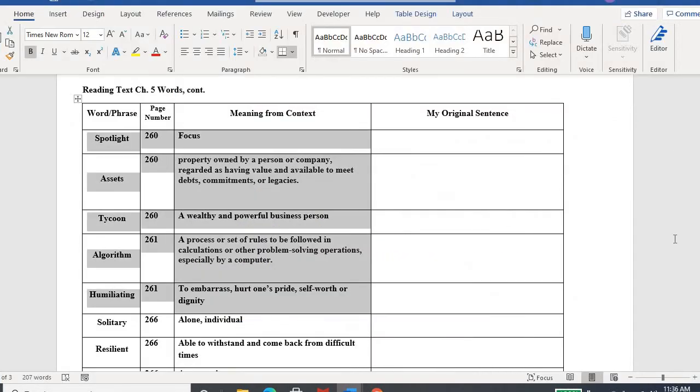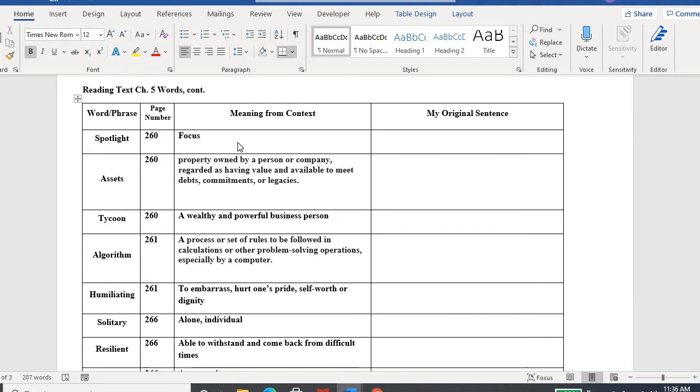In that reading, we saw the word spotlight, which in this case just means to focus. If you think of an actual physical spotlight, like shining a light on something, it's just what it sounds like. It's trying to direct your focus to something. So spotlight means to focus or really look at something.